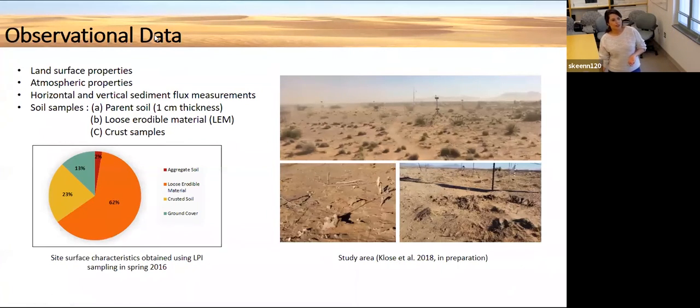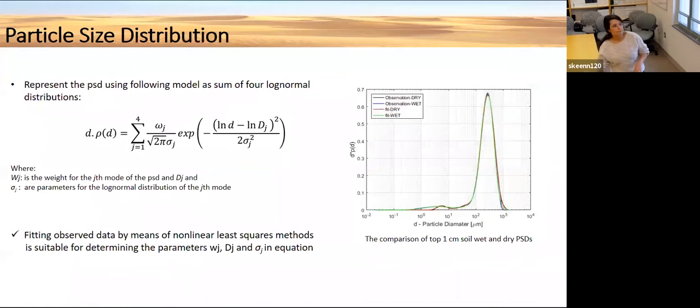In this picture, these are some pictures of our area showing that it is mostly covered with loose erodible material and partly crusted, but the crust layer is really thin and it's really easy to break. And then we have sparse vegetation cover. And here in this pie chart, we can see the fraction of the loose erodible material and crusted soil. As you can see, most of the area is covered by loose erodible material, and we have only about 20% of crusted soil.